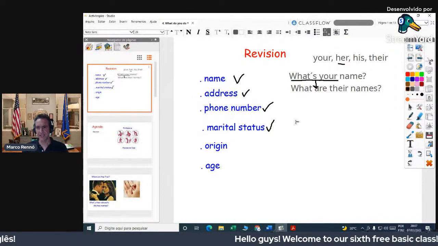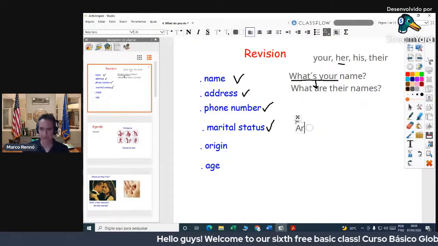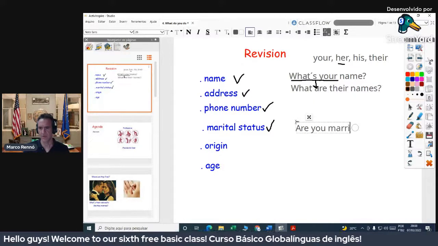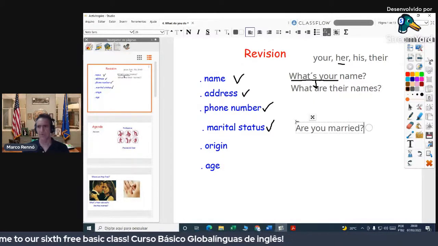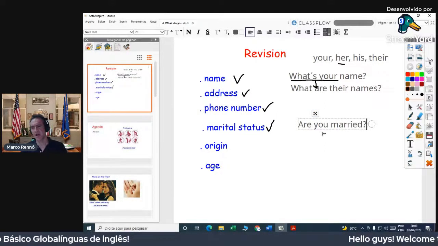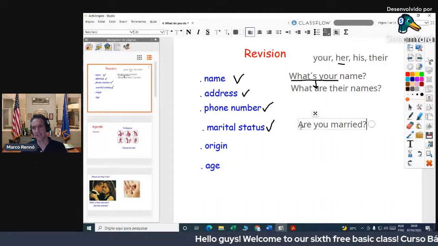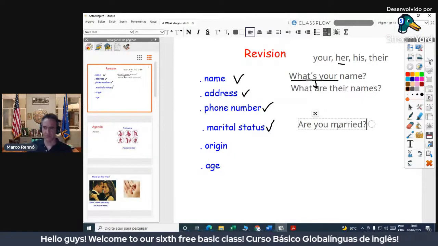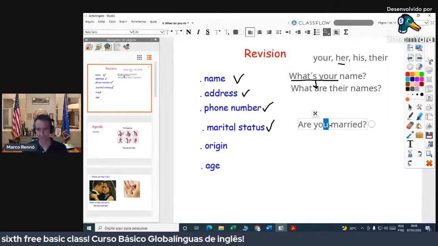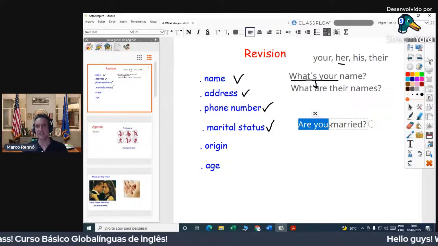Marital status, we can ask, are you married? Você é casado? Are you married? If you talk about a woman, is she married? A man, is he married? About a group of people, are they married, right? So verb to be here. Are you, is he, is she, are they married?